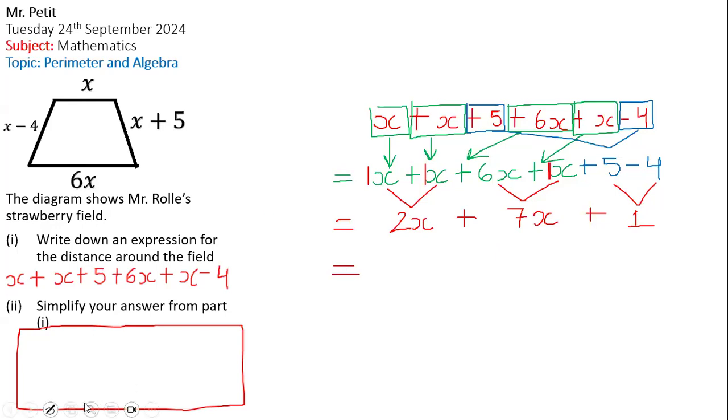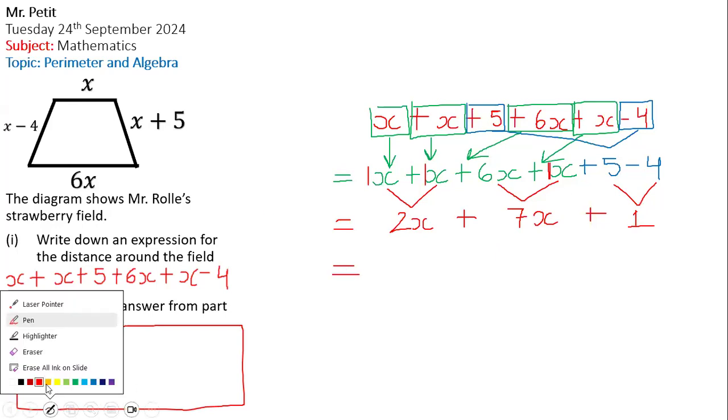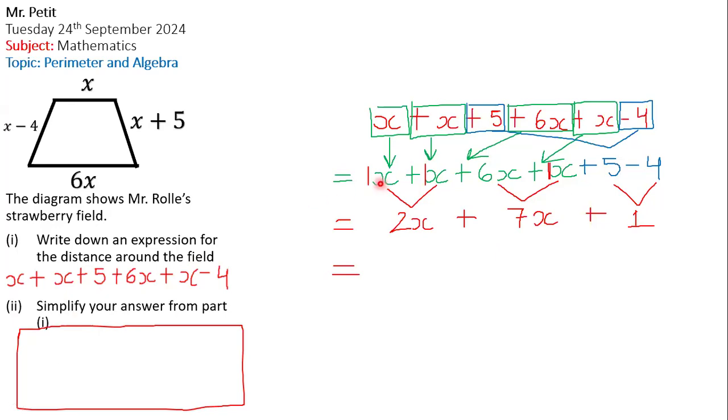So what have we done so far? All we did was say x plus x, which gives us 2x, 6x plus 1x gives us 7x, and 5 minus 4 is 1. All right, that's how we got that.